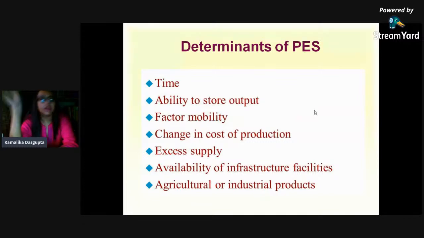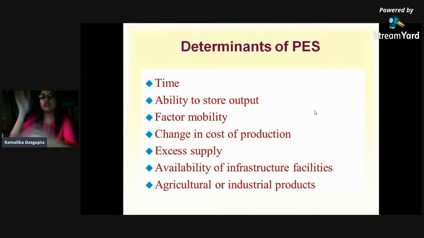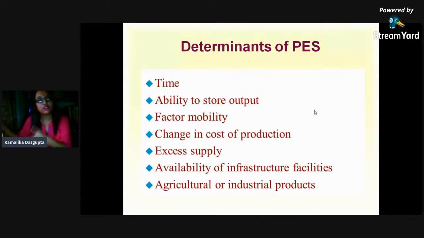Excess supply. For excess supply also, your price elasticity of supply is going to be less, because you already know that there are excess commodities available in the market. You already have a stock of that, so why will you further increase your supply? You will not increase your supply even if the price increases, because you already have some excess stock at your godown or at your factory. You have to clear that first, so you will not respond to change in price. So your price elasticity of supply is going to be less in that case.